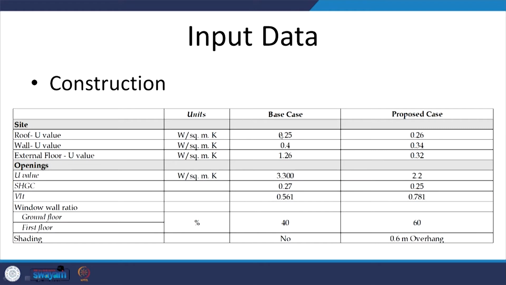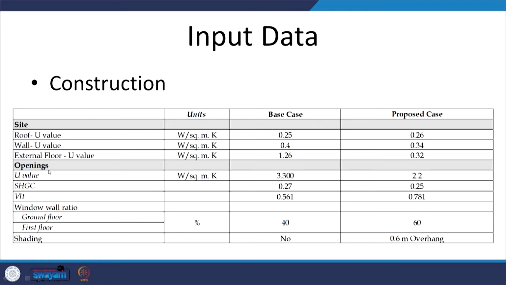However, for the proposed case, we can change these values. We can change them to anything, but if you look at the values in the proposed case here, they are very similar to what ideally the base case should be. So, in case of the roof U value, instead of 0.25, we have proposed 0.26. For a wall U value of the base case as per ECBC, instead of 0.4, we have taken a better proposed case with 0.34 U value, which is even better.